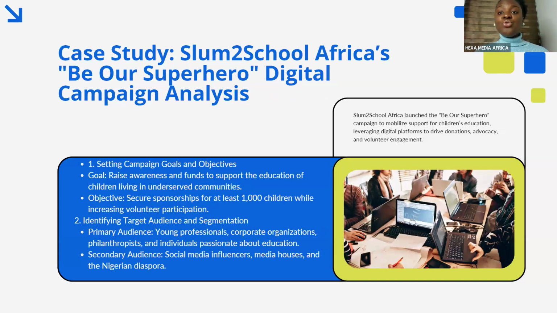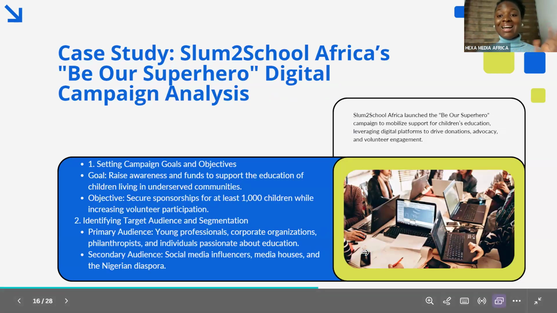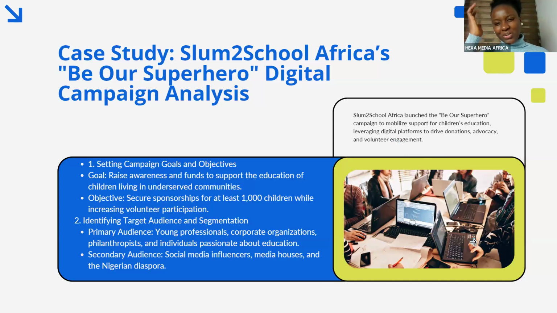And I'm just going to use the Slum to School campaign to make it more practical for you. Let's analyze it together. I'm sure you guys know Slum to School by Otto Oranda. I hope I got his name. But the Slum to School Africa launched the Be Our Superhero campaign. I don't know if you ever came across that campaign, I'm sure you were captivated by it. They leveraged AI, storytelling, gamified applications for the entire campaign, and it was really, really, really amazing, and it yielded results.